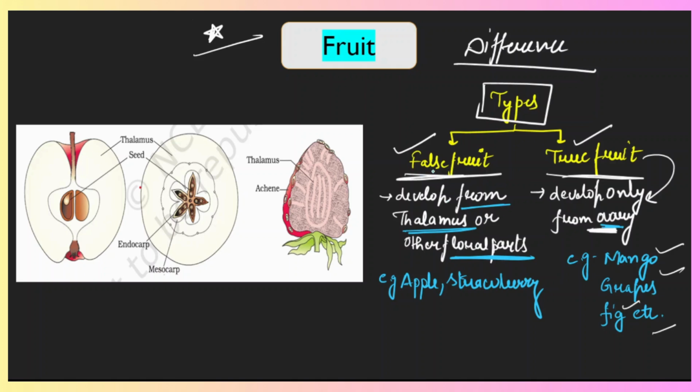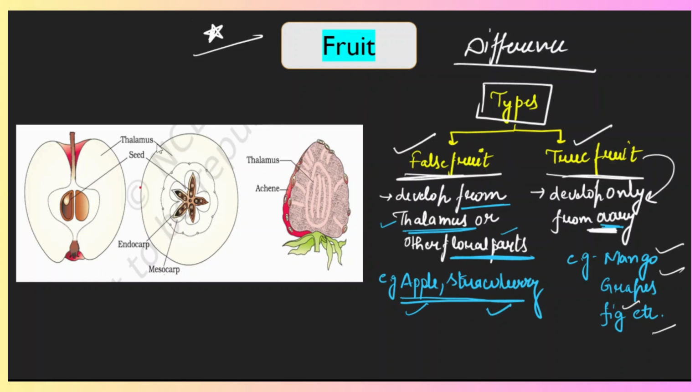It does not develop from the ovary, but it develops from the thalamus. This is the floral part, or other different floral parts. So these kinds of fruits are called the false fruit. The examples of the false fruit are very important, like apple and strawberry. These are the examples of the false fruit.